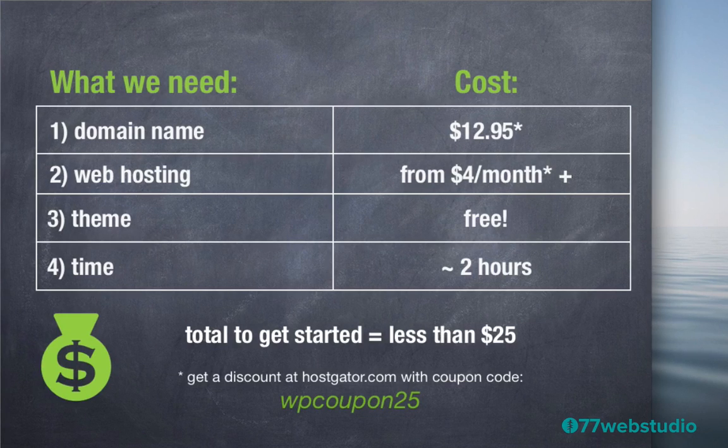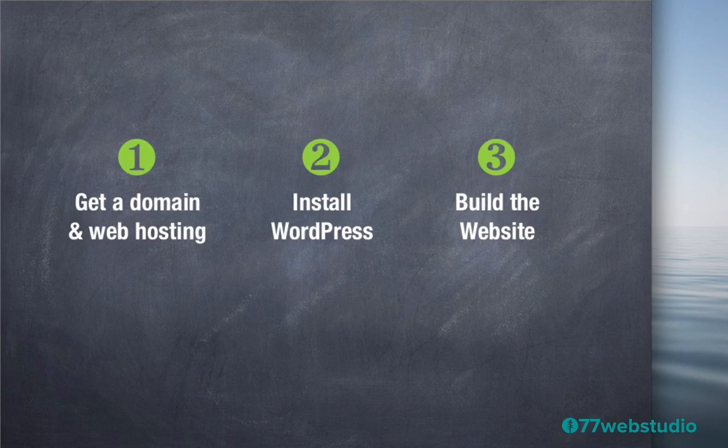So what are the 3 steps we need to take to build out this website? Well, the first step is we need to get the domain and the web hosting. Second, we need to install WordPress. And finally, we need to build out the website. So let's head on over to HostGator where we can take care of step number 1, which is getting the domain and the web hosting.